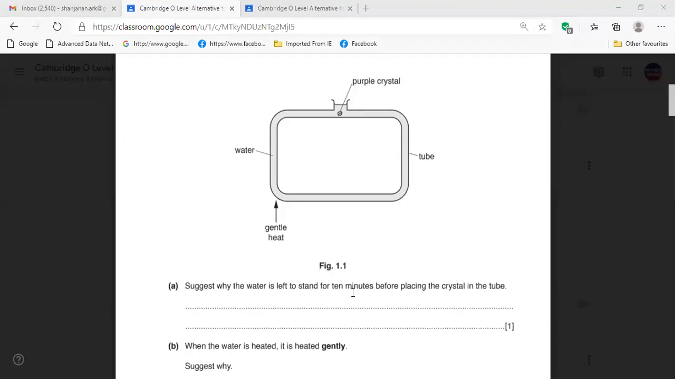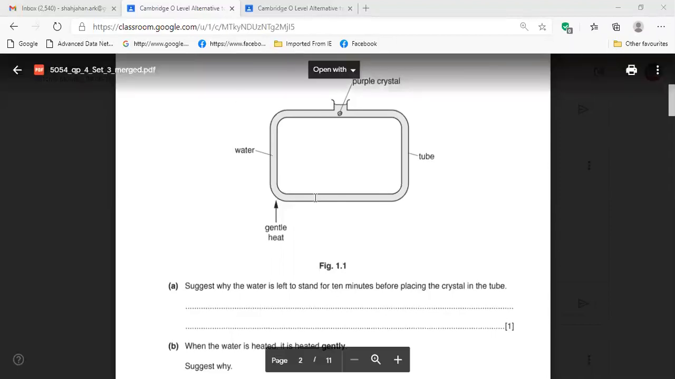Is it clear? So what you wrote, again, say. Sir, then my answer is wrong. So what should be your answer? So that the water settles in the tube. So that we are allowing the water to be settled, right? Or to be still. Okay. So write it, please, on your copy.